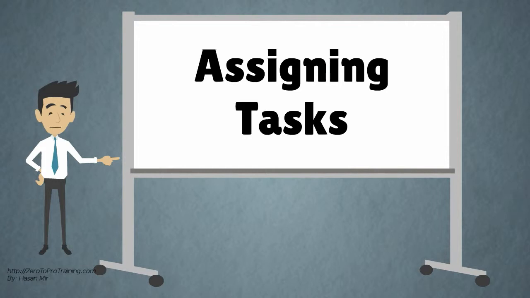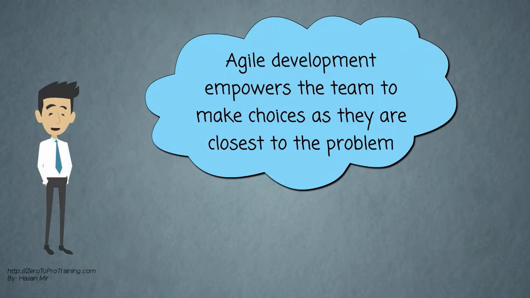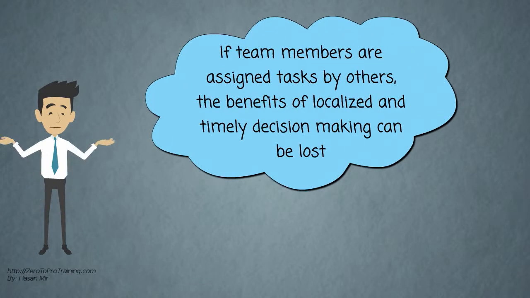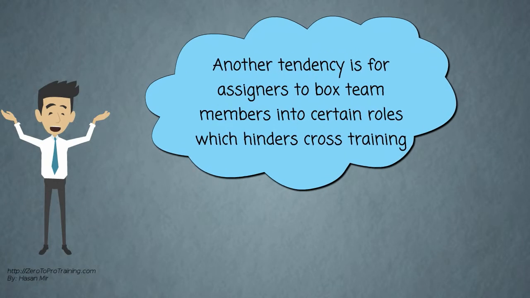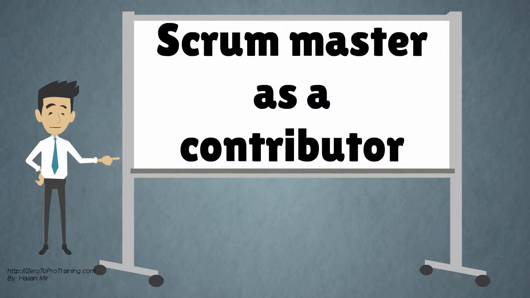Assigning tasks. One of the intended benefits of agile development is to empower the team to make choices, as they are closest to the problem. If team members are assigned tasks by others or too early in the process, the benefits of localized and timely decision-making can be lost. Another tendency is for assigners to box team members into certain roles, for example, database work, which hinders cross-training.